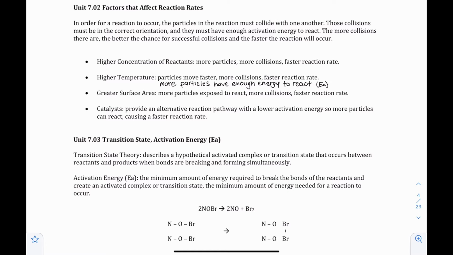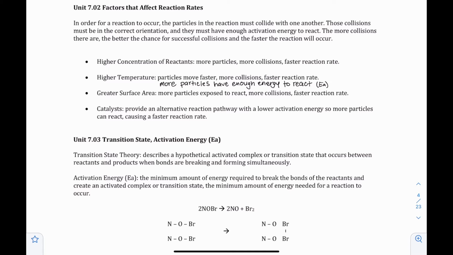A higher concentration of reactant particles means more collisions and a faster reaction rate. A higher temperature means the particles will move around faster and bump into each other more often, which means more collisions and a faster reaction rate. A greater surface area means more particles are exposed and able to bump into each other, which means more collisions and a faster reaction rate.